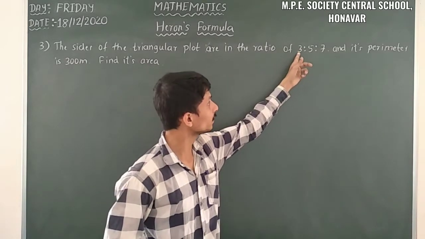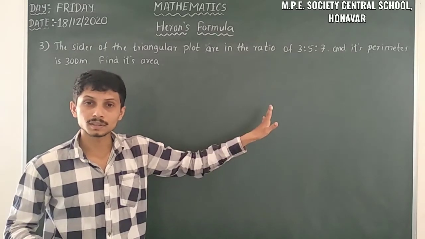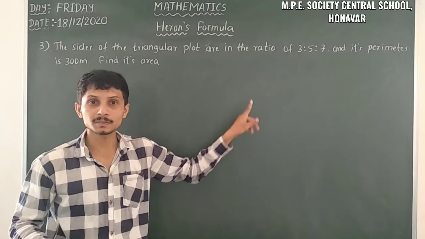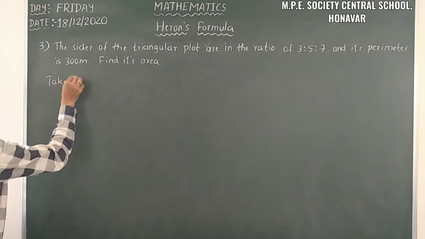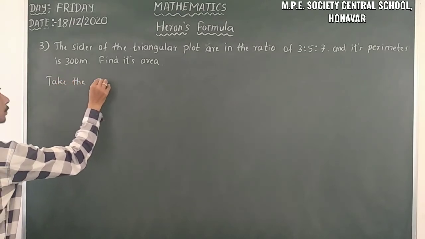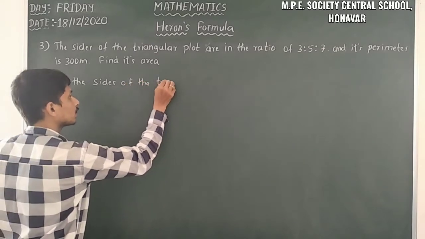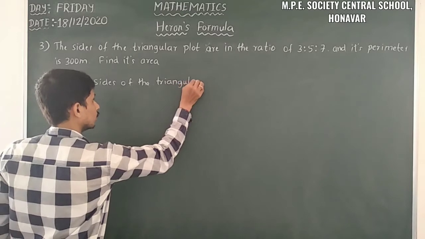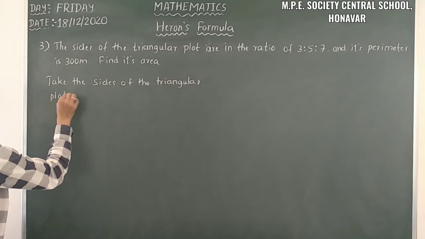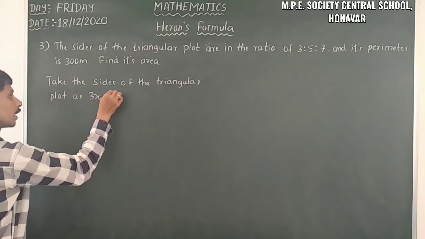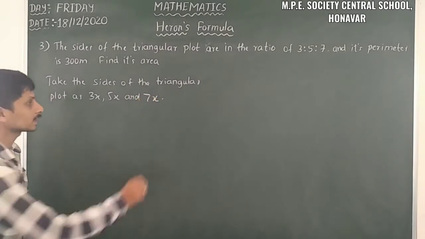Okay, so here initially we have 3:5:7, which means we have to take the sides of the triangular plot as 3x, 5x and 7x. That is, take the sides of the triangular plot as 3x, 5x and 7x. We have to take them respectively.